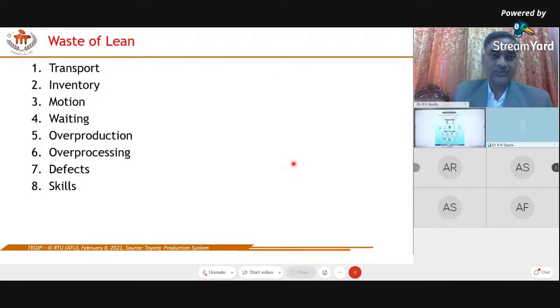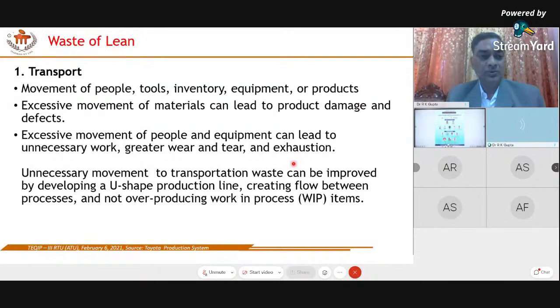The first one is transport: the movement of people, movement of tools, movement of inventory, equipment movement, or the product. People movement means the moving of the worker from one machine to another machine, or moving on the shop floor. That is also part of reducing the wastes. Then tools movement, where we are not keeping the tools in one place as per the requirement. Then inventory movement, which is unnecessary movement of the inventory.